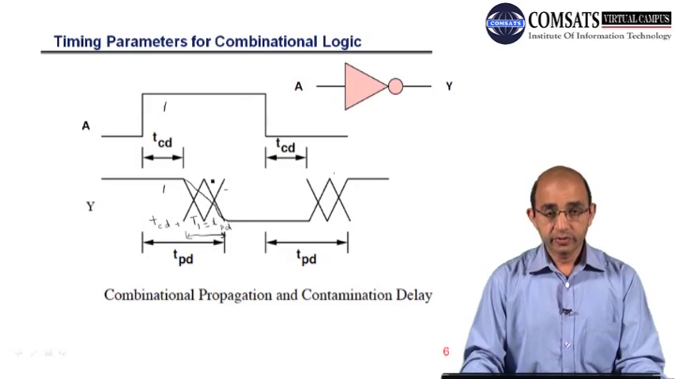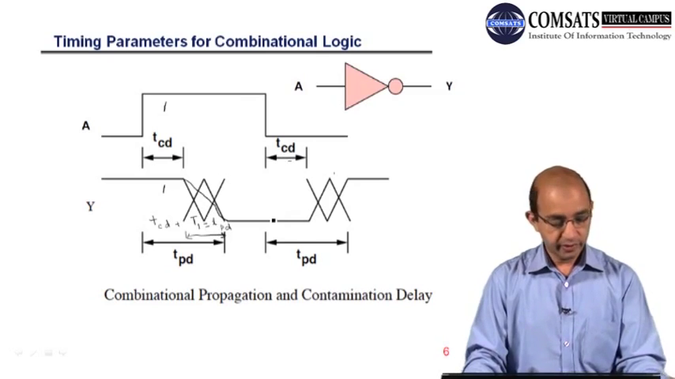We have drawn here different axes. This is the first X and this is another X. On the other side, here we have 0. It is 1 till here, and here we have 0. Again you can see it should be 1, but for this amount of time the output has not started changing. So after TCD, the contamination delay, the output will start changing.